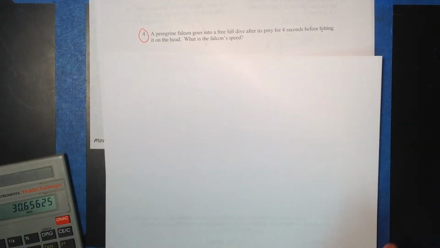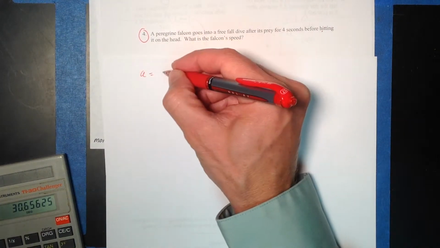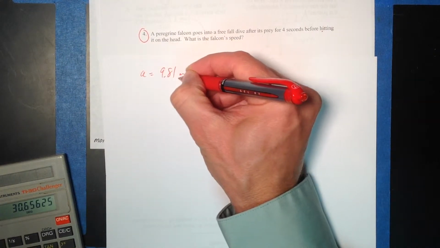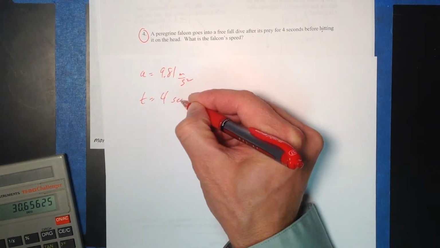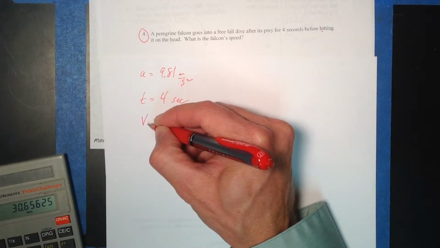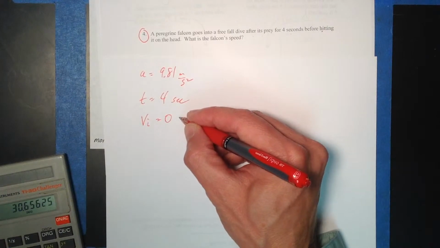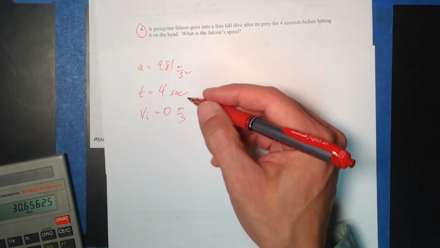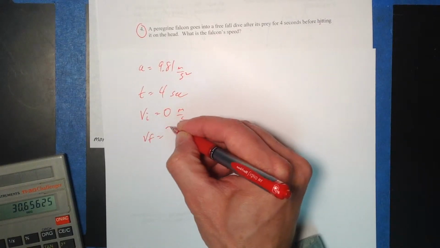So what are we interested in here? What do we know? Free fall, we know acceleration is 9.81 meters per second squared. We know that the time here is 4 seconds. I guess we have to assume the initial velocity, starting there, is 0 meters per second. And we're trying to find the final velocity. VF is our question mark.